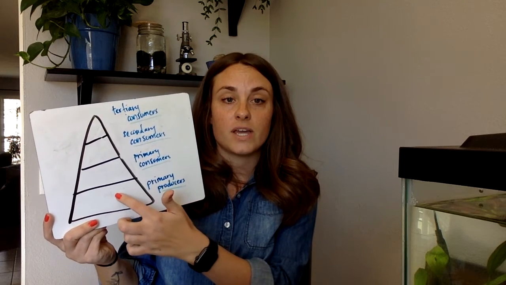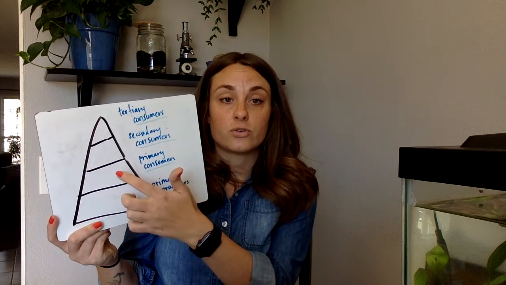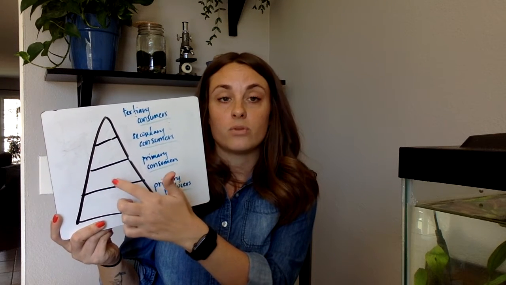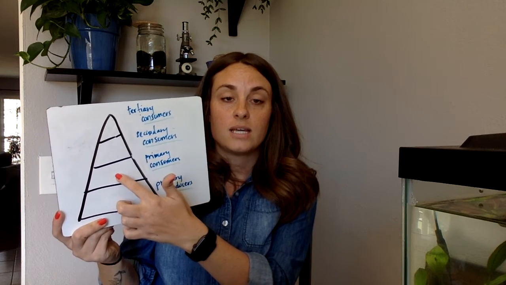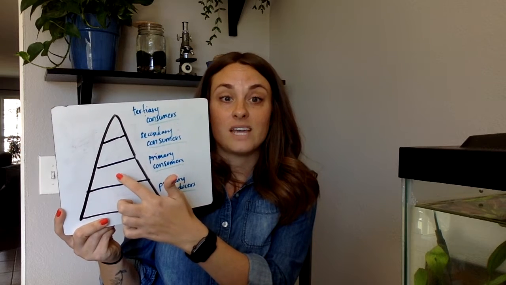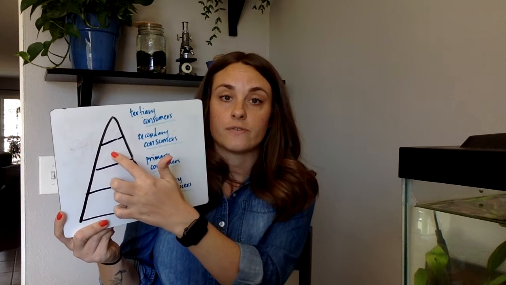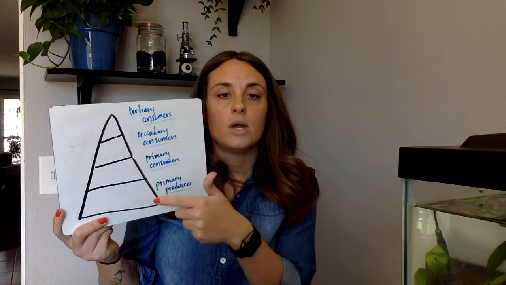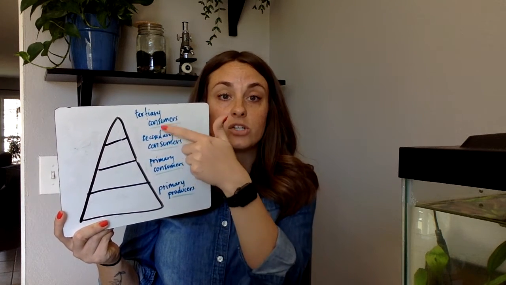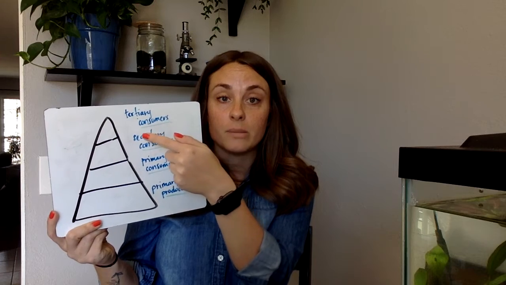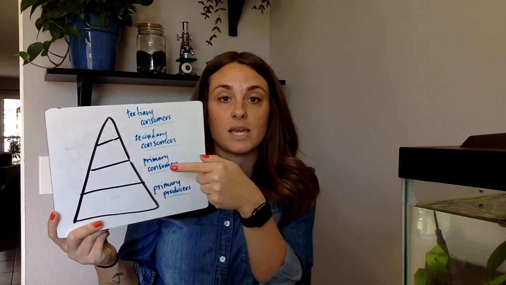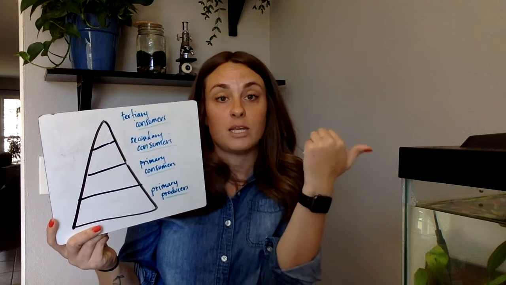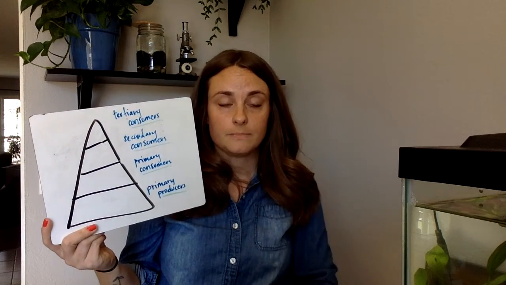So 90% of the energy that's here doesn't get transferred to this level. That means that only 10% of the energy gets transferred to this level. And then 10% of that energy gets transferred here, and then 10% of that energy gets transferred here. So as you can see, as we go up each level in a pyramid, we have 10% of the energy going with us and 90% of it is lost.